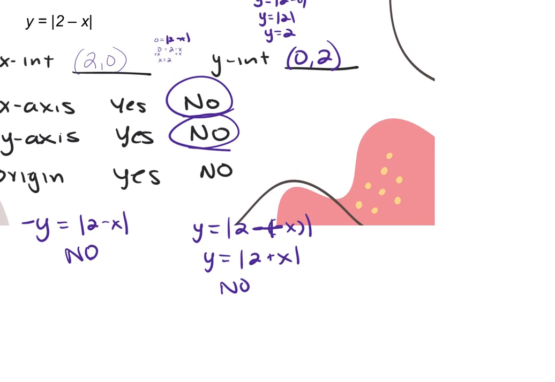And then the last test is origin, and for origin we do what? Both the x and the y get replaced with their negative counterpart, right? So negative y equals absolute value of 2 minus a negative x, which becomes plus. And again, it does not go back to the original. And we got close this time. Two of the signs changed, but not every single sign. So this is also a no.